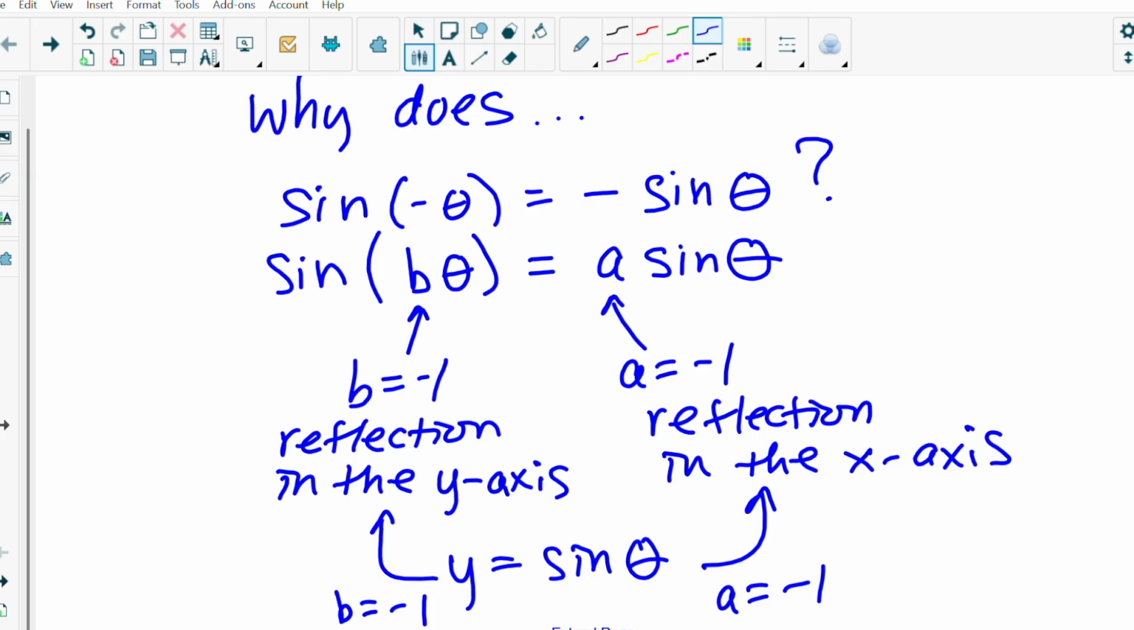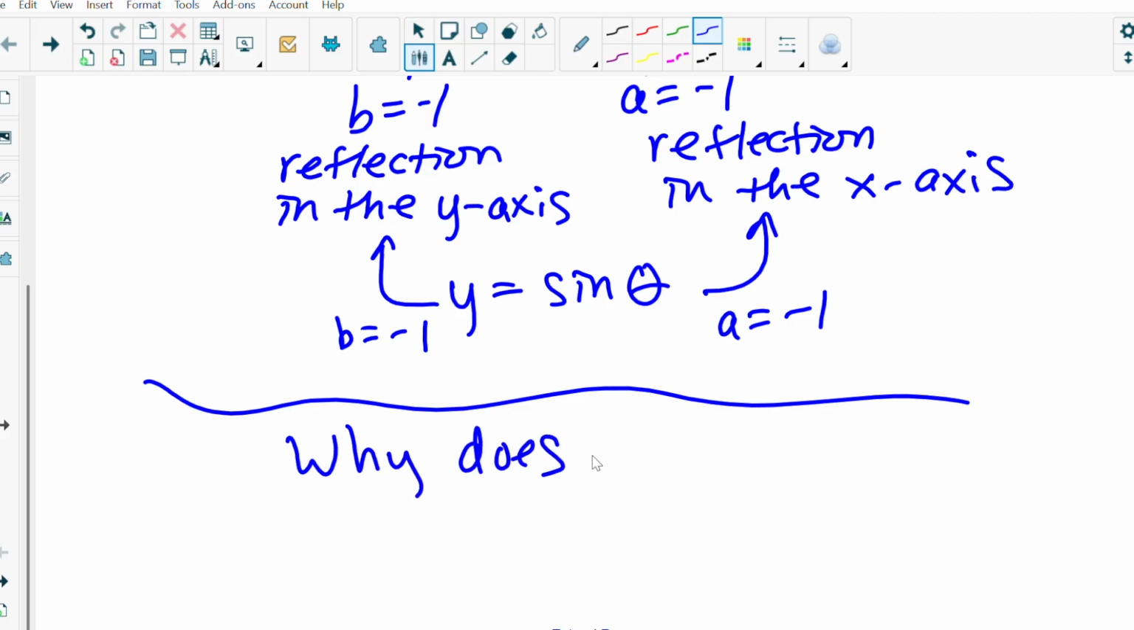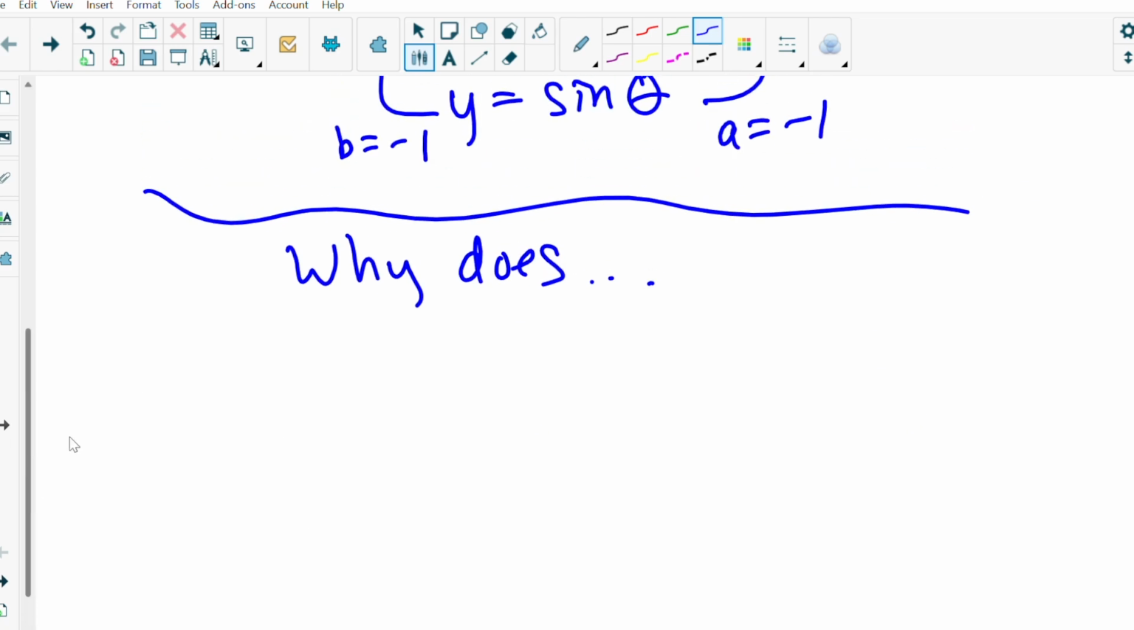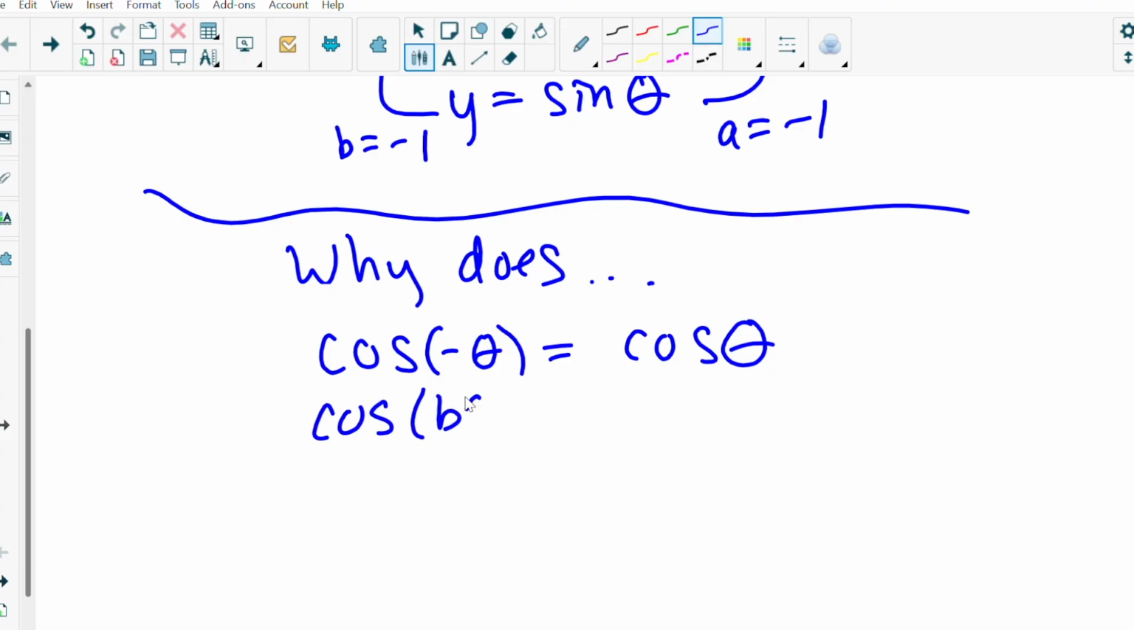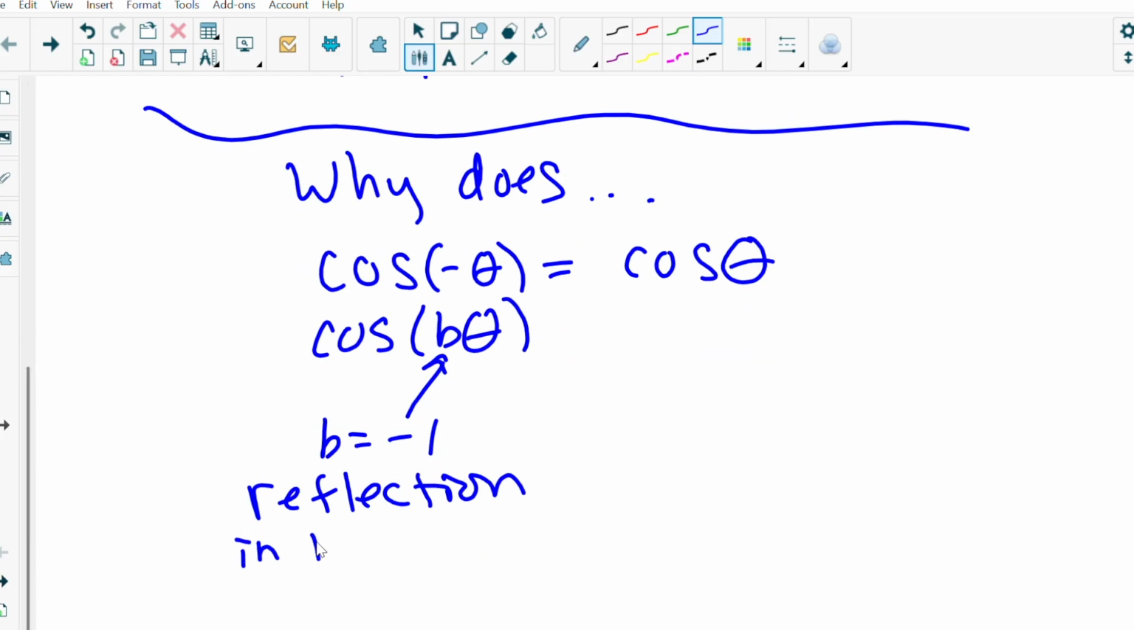We'll see in a Desmos explainer how that works, so you can visually see it happen. Okay, and then let me do the cosine version. Why does cosine of negative theta equal just cosine of theta? So again, cosine of b theta, b equals negative 1. That is a reflection in the y-axis. So we're using the y-axis as the mirror line reflecting cosine.